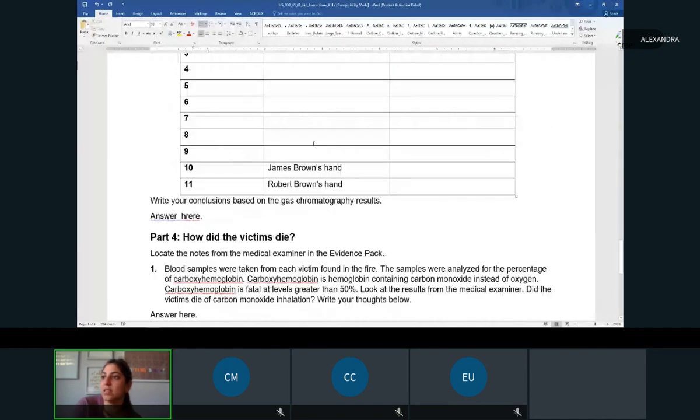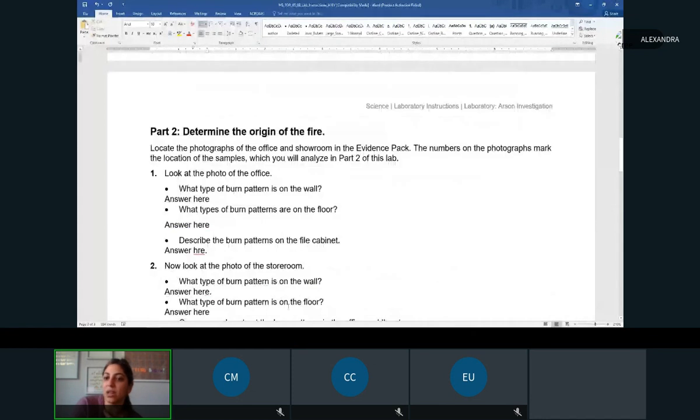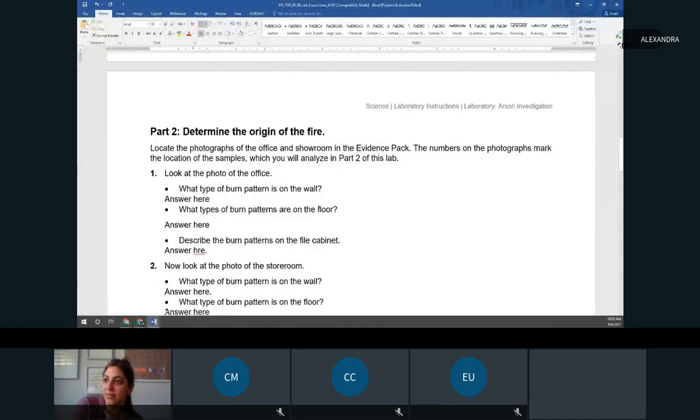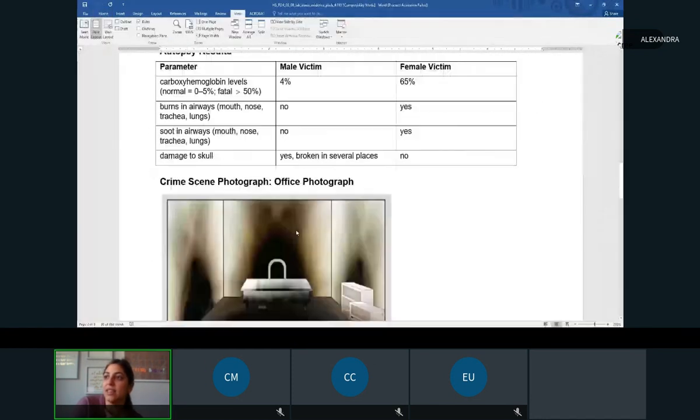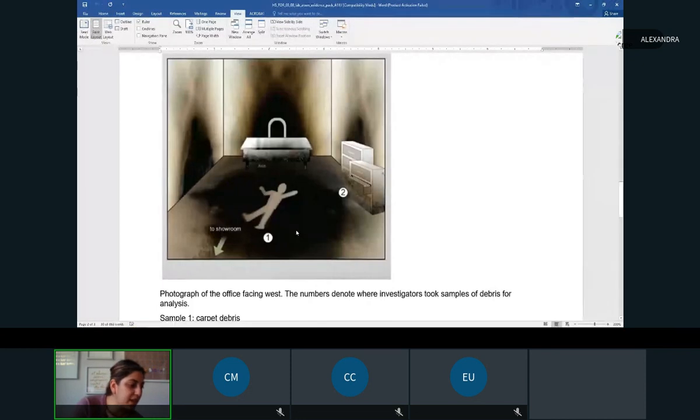Okay, we will look at the autopsy later on. Okay, so let's take a look at these pictures, right?